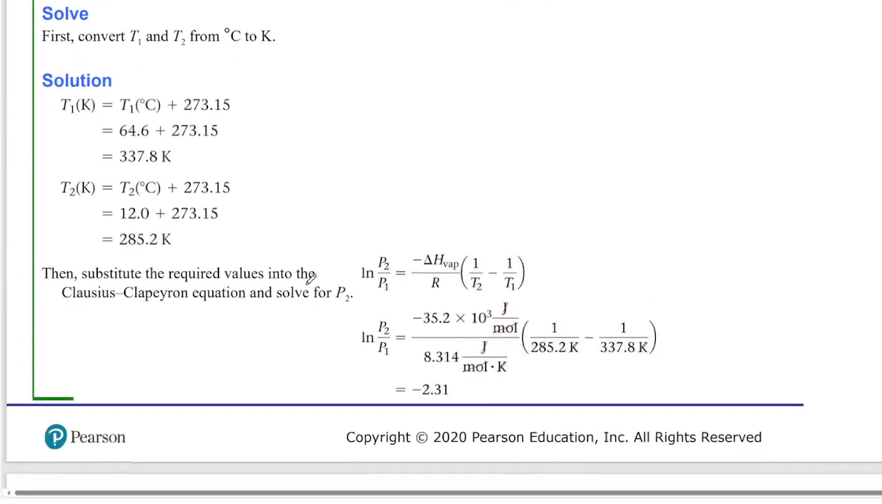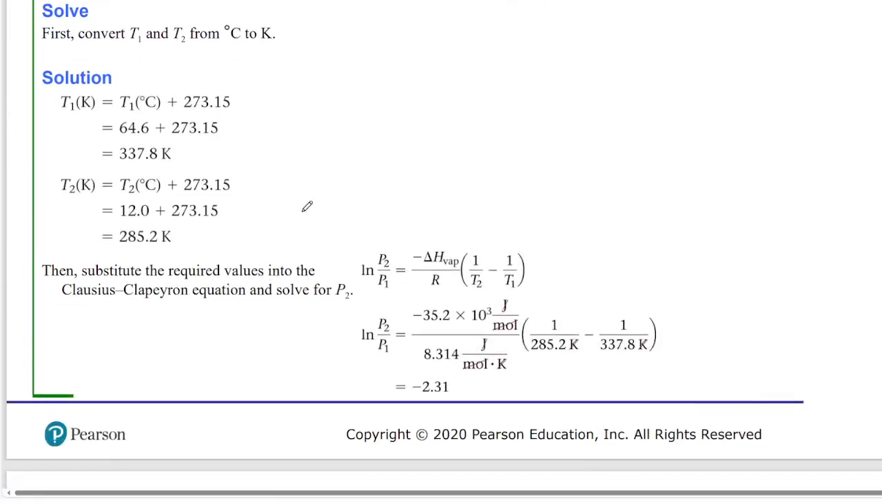So we just plug everything in, okay? But first we have to calculate our temperature in Kelvin. So we convert our temperature to Kelvin. 64.6 plus 273.15 is 337.8 Kelvin. Our T2 is the T2 in degrees C plus 273.15, which gives us 285.2 Kelvin.